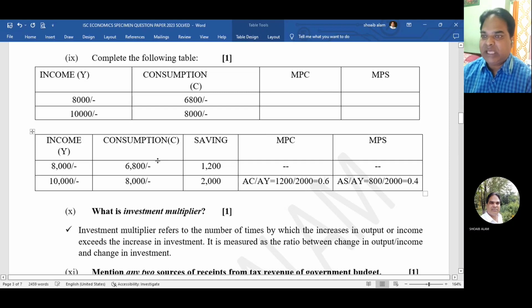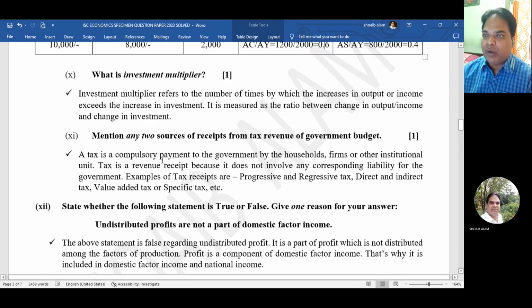Now let us move on to number 10. What is investment multiplier? Investment multiplier refers to the number of times by which the increase in output or income exceeds the increase in investment. It is measured as a ratio between change in output and change in investment.